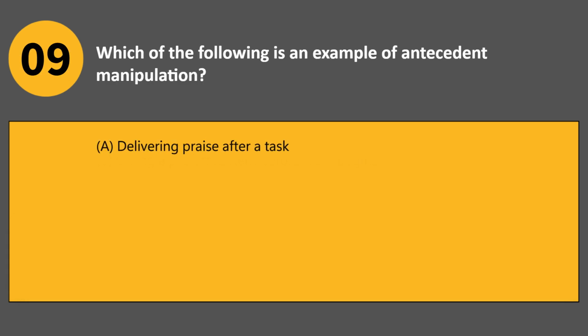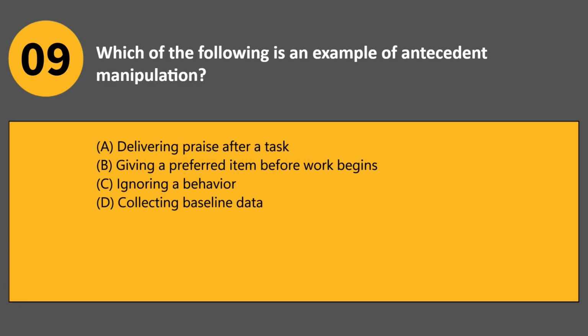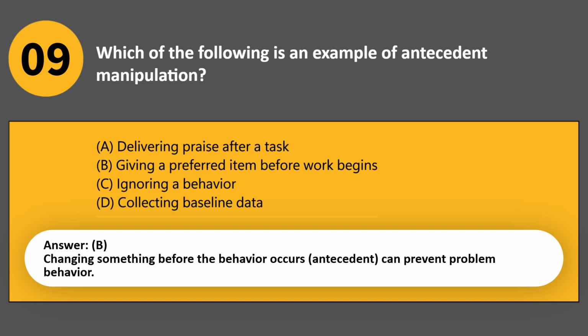Which of the following is an example of antecedent manipulation? A. Delivering praise after a task. B. Giving a preferred item before work begins. C. Ignoring a behavior. D. Collecting baseline data. Answer: B. Changing something before the behavior occurs, antecedent, can prevent problem behavior.